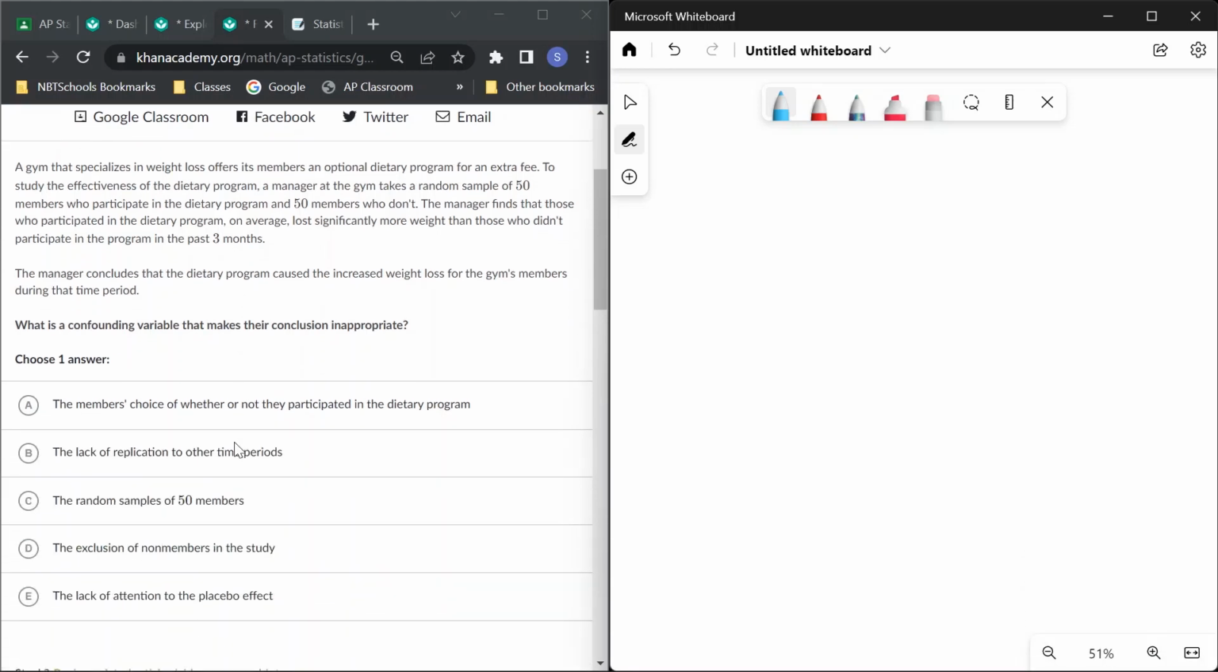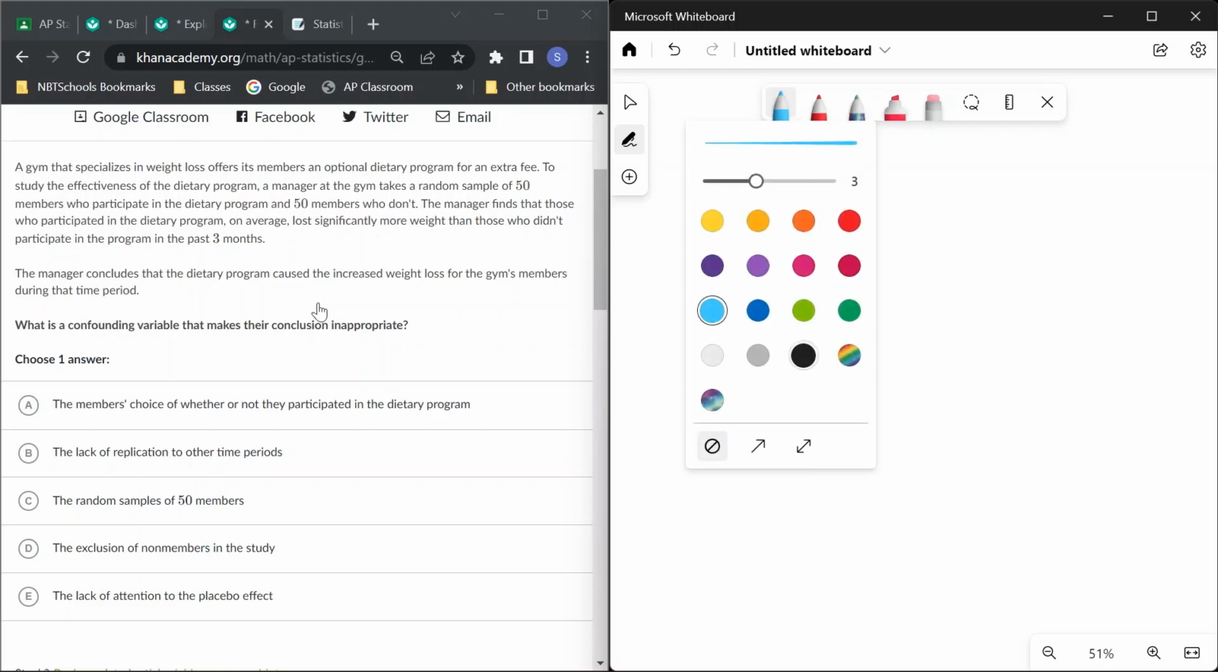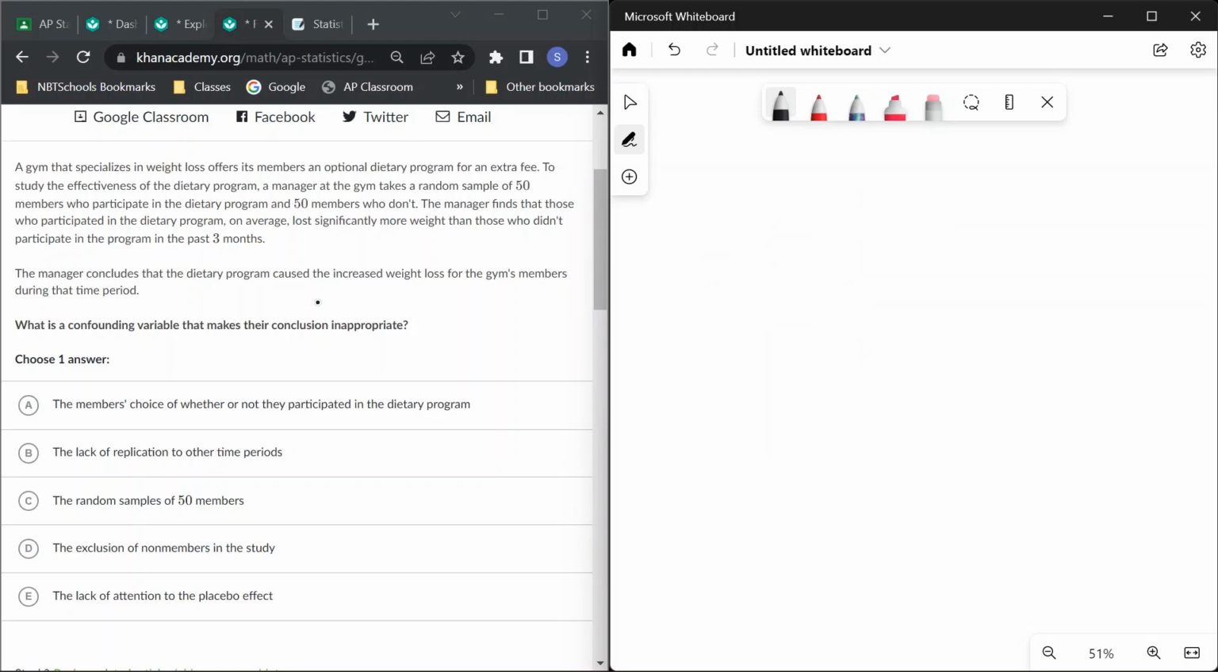So, finding errors in study conclusions. A gym that specializes in weight loss offers its members an optional dietary program for an extra fee. To study the effectiveness of the program, the manager of the gym takes a random sample of 50 members who participate in the dietary program and 50 members who don't.